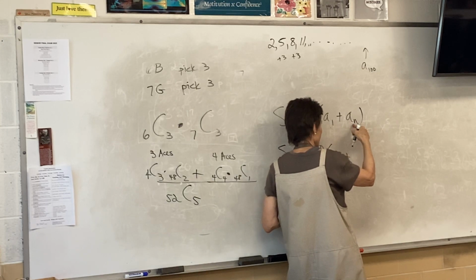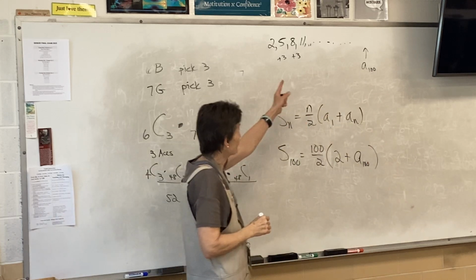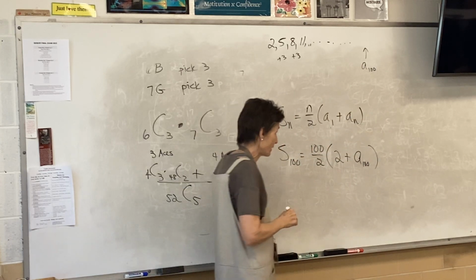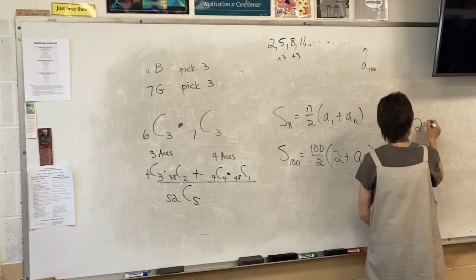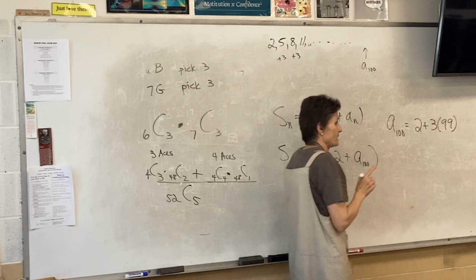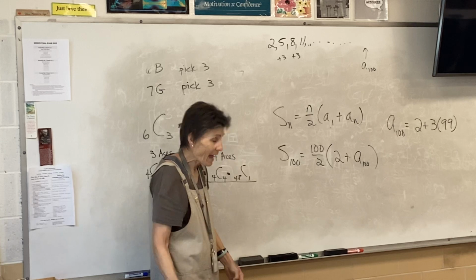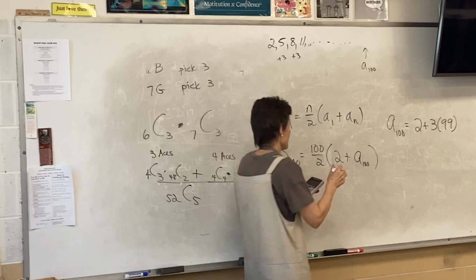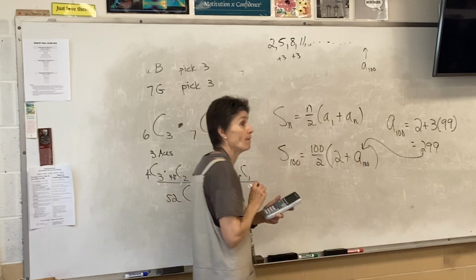Uh-oh, what does this stand for? The 100th day. Do I know what the 100th term is out there? So what do I do? Figure it out with my other formula, which says the first term plus the common difference times n minus 1. N is 100 in this problem, so every n is going to be 100. So that number is 2 plus 3 times 99, which is 299. That's how many balls he catches on the 100th day.